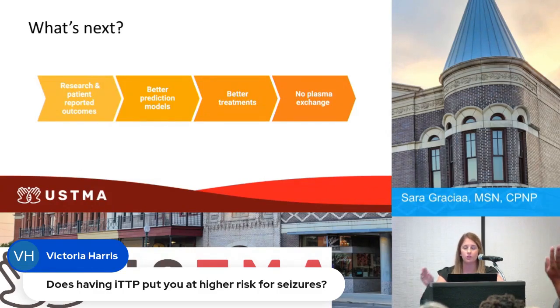And I just wanted to follow up on the previous question. Again, I just want to make sure it's clear that having a low ADAMTS13 does not necessarily mean that you will relapse, just an increased risk.